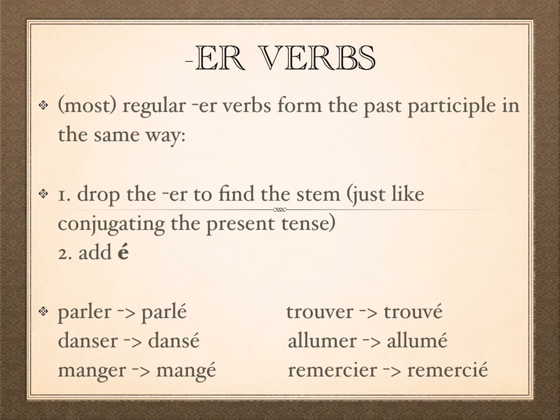The other interesting part about this is because ER and E accent aigu are both pronounced A, you actually can't hear the difference. So the infinitive parler has the past participle parlé. The infinitive trouver has the past participle trouvé. It's mostly a spelling difference. We cannot hear it when we're speaking or listening.